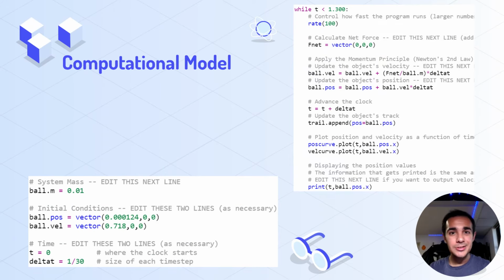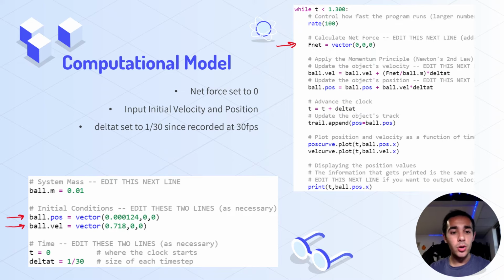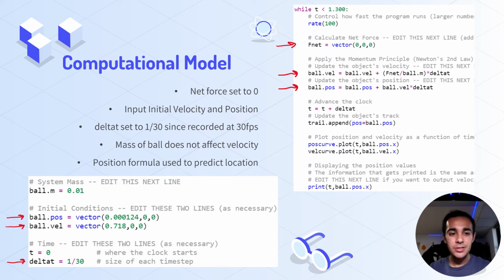Now for the fun part, altering the code. First up, I set the net force to 0 since constant velocity means no net force. Then I input the initial velocity and position as obtained from our Tracker analysis. Then I set delta t to 1 over 30 since the video was recorded at 30 frames per second. And now the mass of the ball does not affect the velocity since the velocity update formula says that if net force is 0, mass basically just cancels out. And the position formula, as seen right here, is going to be used to predict the location. And since our velocity is constant, we should see a positive slope in our position time graph.